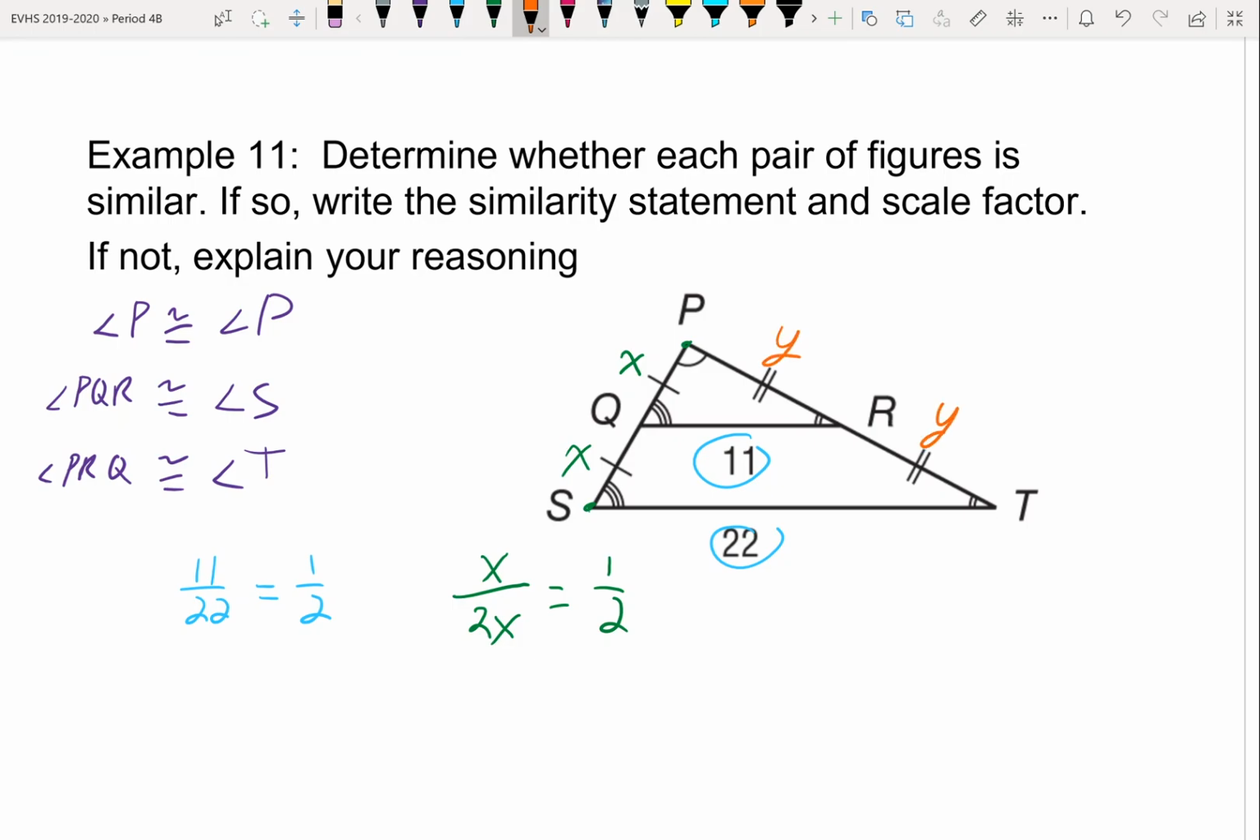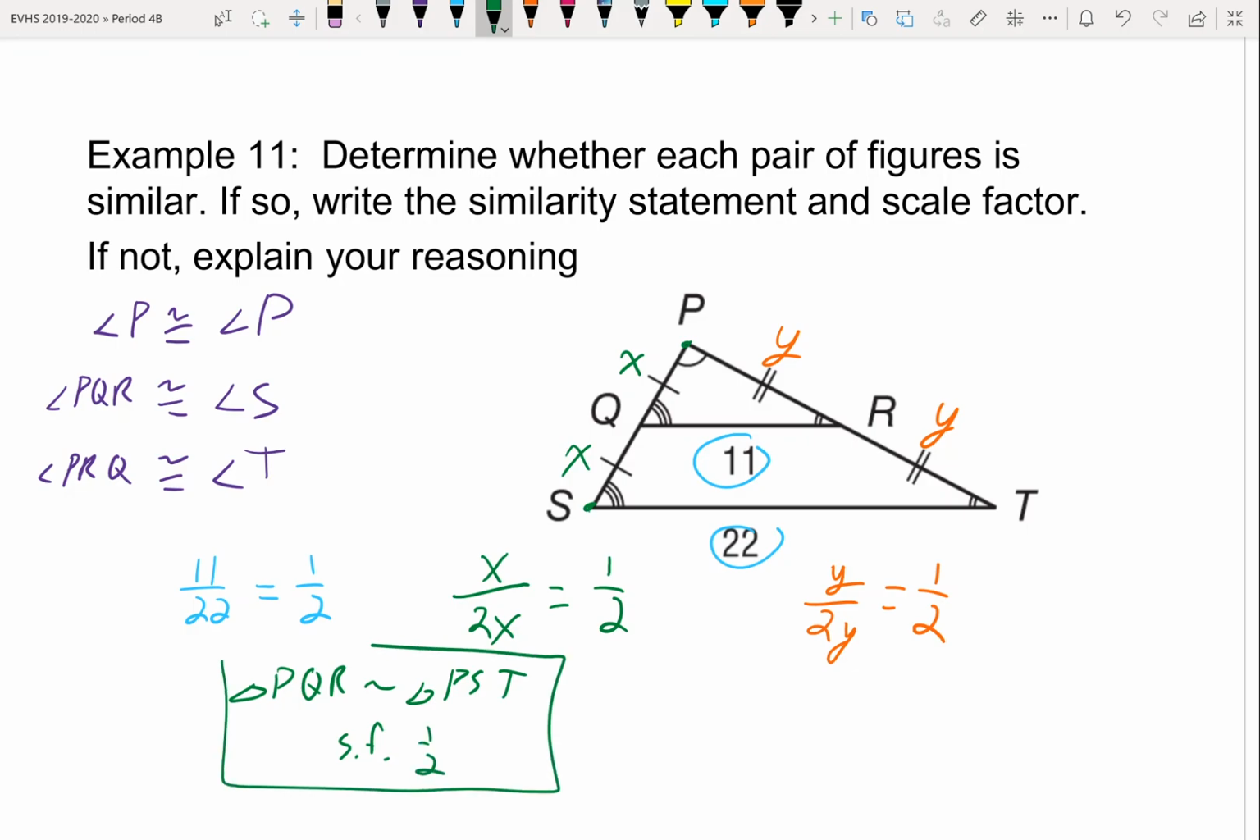You do the same thing over here with your Y's, which is going to be Y over 2Y, reduces to 1/2. Hey, they're all the same. What does that mean? They're similar. Yes, we got similar figures. So, triangle PQR is similar to triangle PST with a scale factor of 1/2. Yay. 4 more. Getting closer.